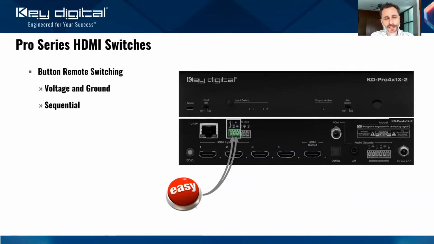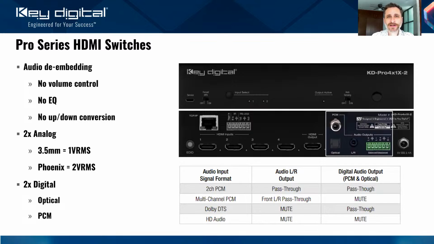Another cool feature exclusive to the Pro Series is you could wire a button to switch the switcher. So a momentary press sends the voltage through to the trigger input on the rear Phoenix connector, the control Phoenix connector, and it will sequentially advance as well, making a very easy user interface. Doesn't get any easier than just pressing an easy button on your table, right?